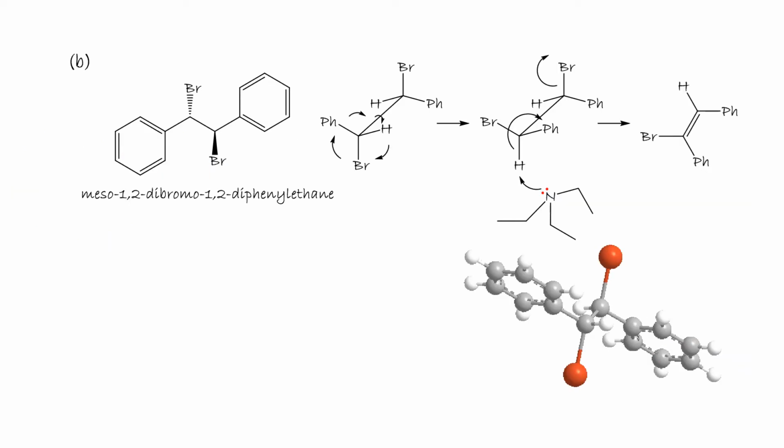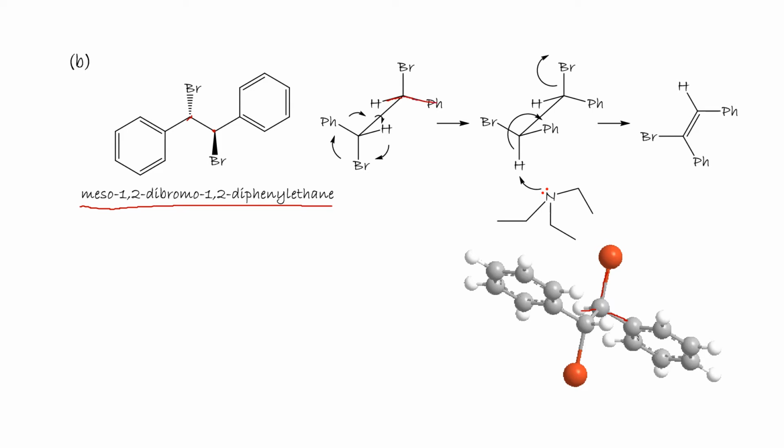If we have meso-1,2-dibromo-1,2-diphenylethane, take the compound to 3D or build up a model. This is phenyl on the right, this is phenyl on the left, and this is hydrogen on the left.